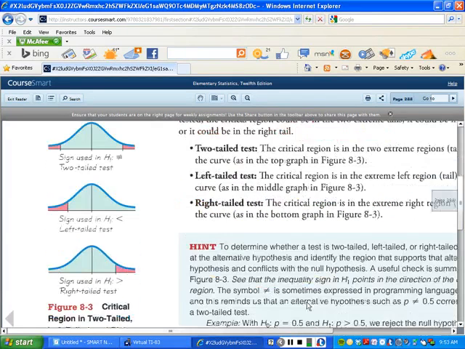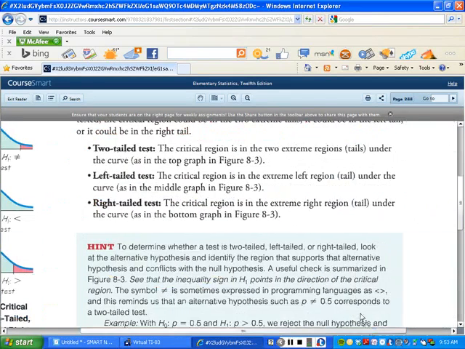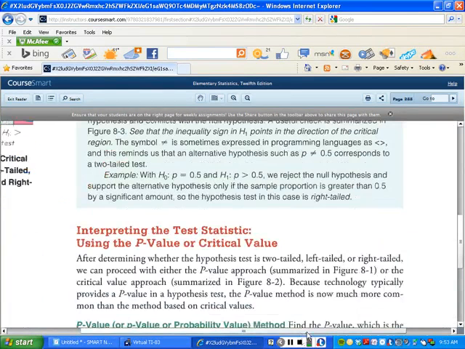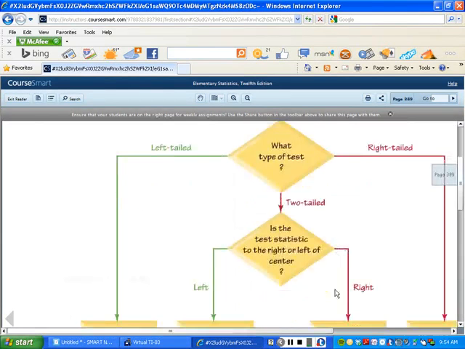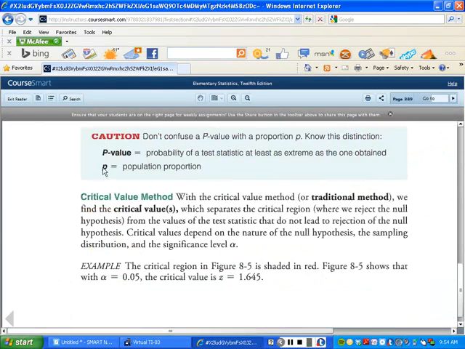Okay. Now, with that being said, we are going to look at the next page, 389. Page 389. P-value.